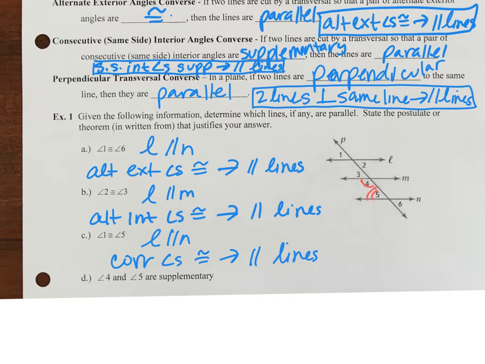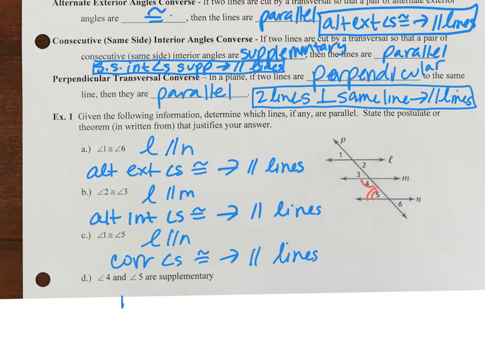Notice this time we weren't told that the angles were congruent. We were told that they were supplementary. Well, so what's going on here? I have line P intersecting lines M and N such that I have a pair of same side interior angles that are supplementary. So because of our theorem, our same side interior angles converse theorem, we can conclude that lines M and N are parallel.